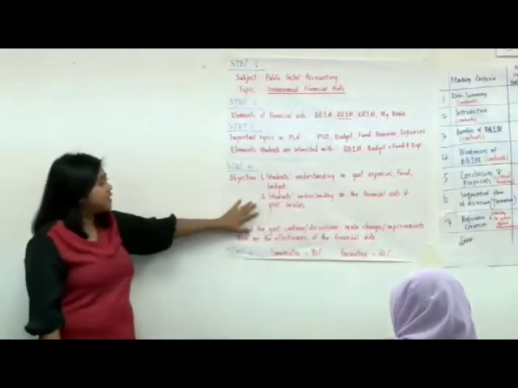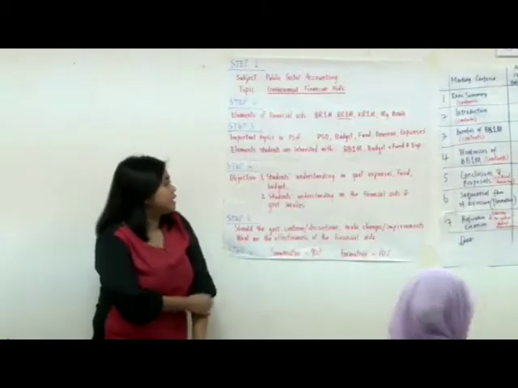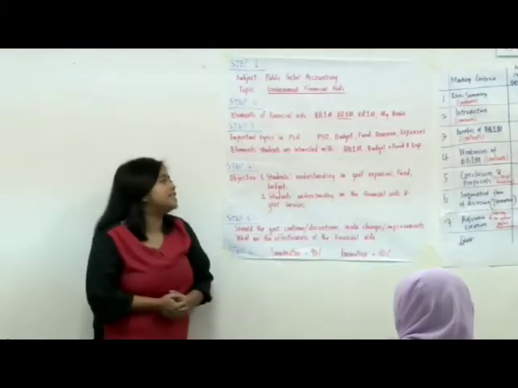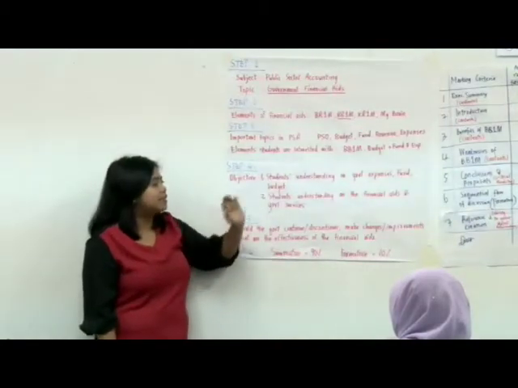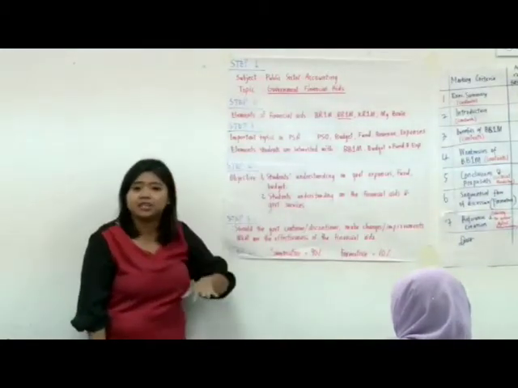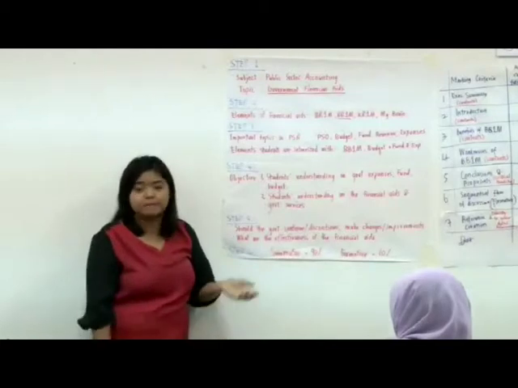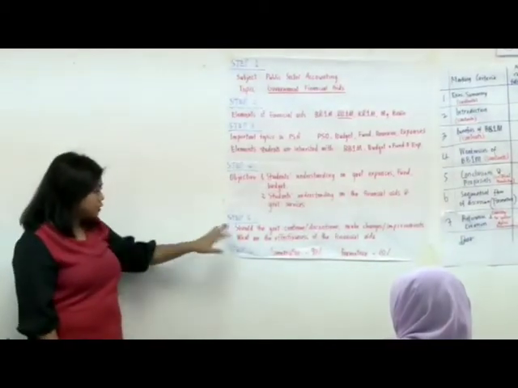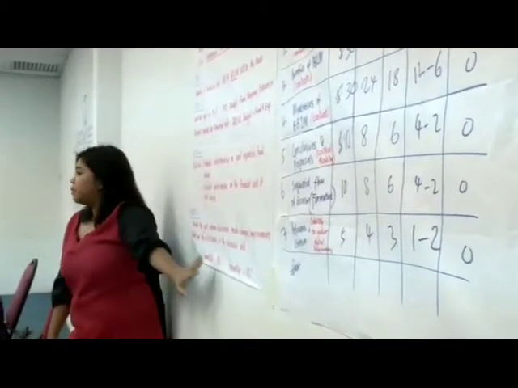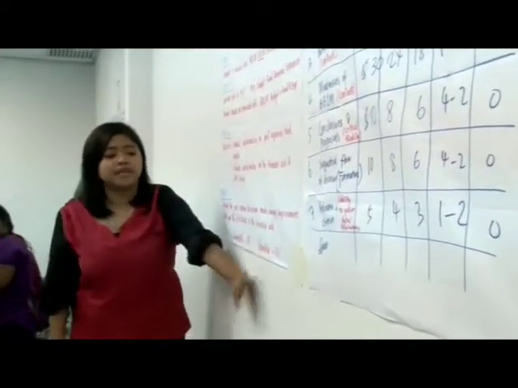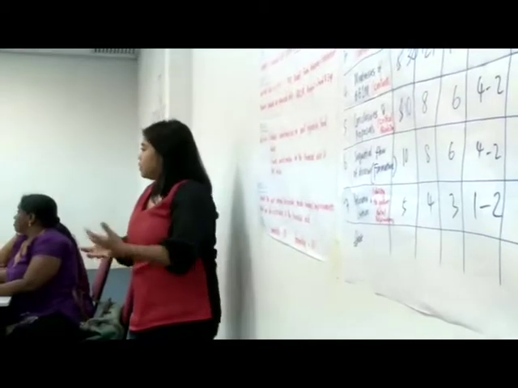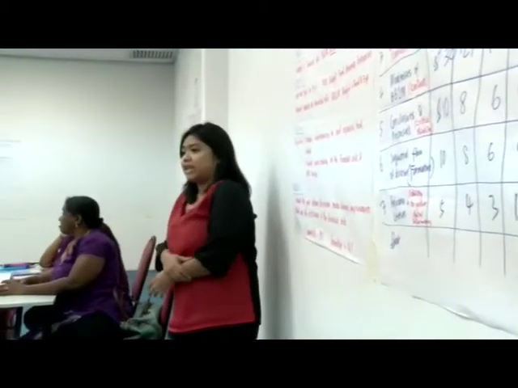The objective of this PBL is to make sure that the students have an understanding of government expenses, fund and budget, as well as the needs of the financial aids and all the government services. The 90% is on summative, the reports that they provide, and 10% on the formative, the quality of the reports as well as the participation in class.